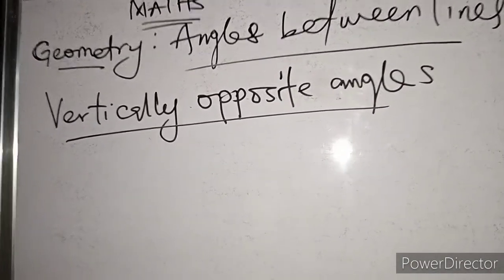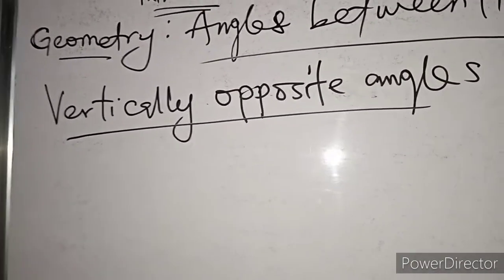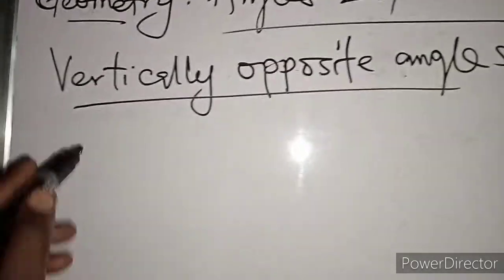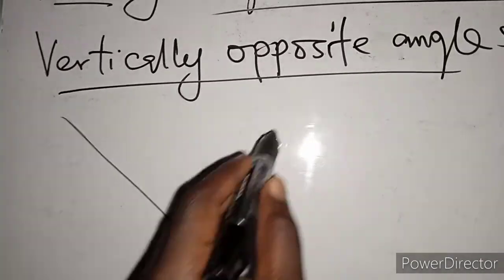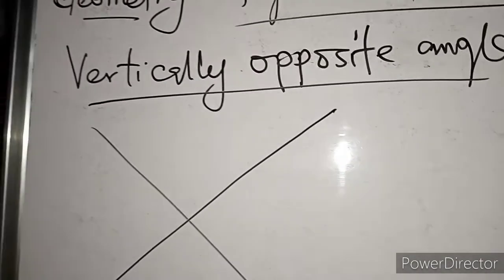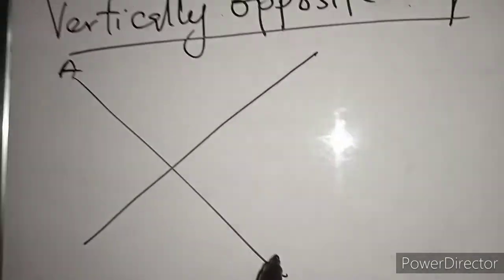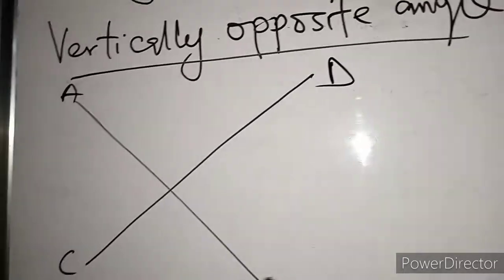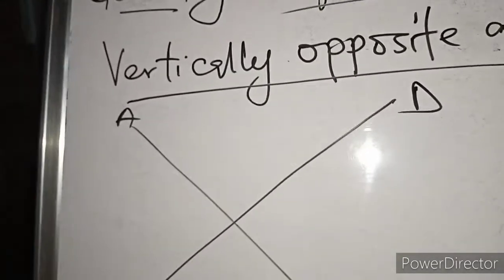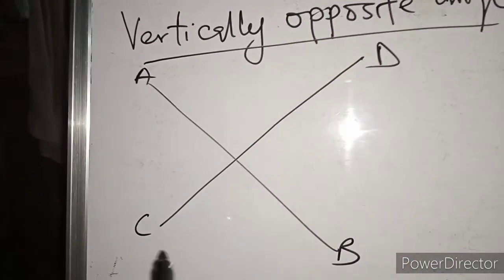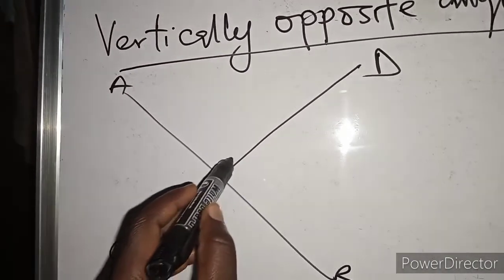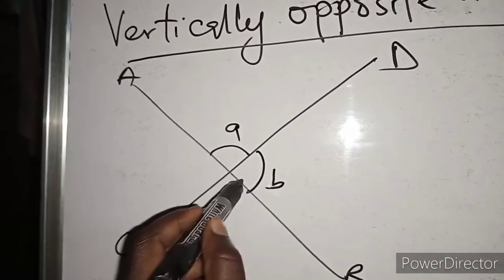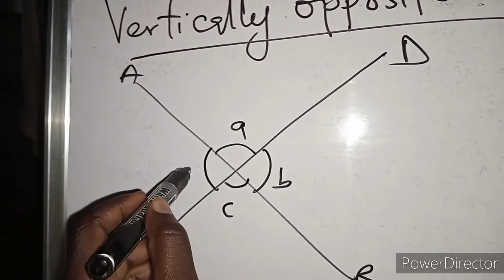Vertically opposite angles. The major problem students usually have is how to identify vertically opposite angles. When you have a straight line crossing another straight line, or crossed by another straight line, let's name the first one AB. Then the second one, let's name it CD. Now, since this straight line AB crosses CD, four angles are formed. We have an angle here, let's call that angle A. We have another one here, B, another one here, C, and another one here, D.